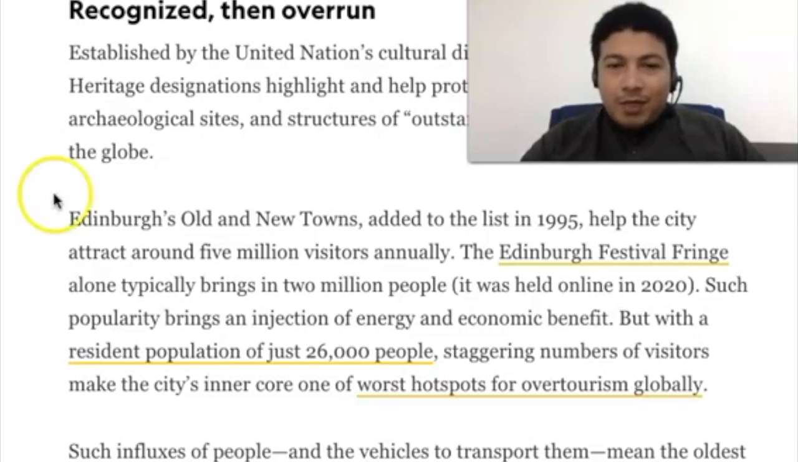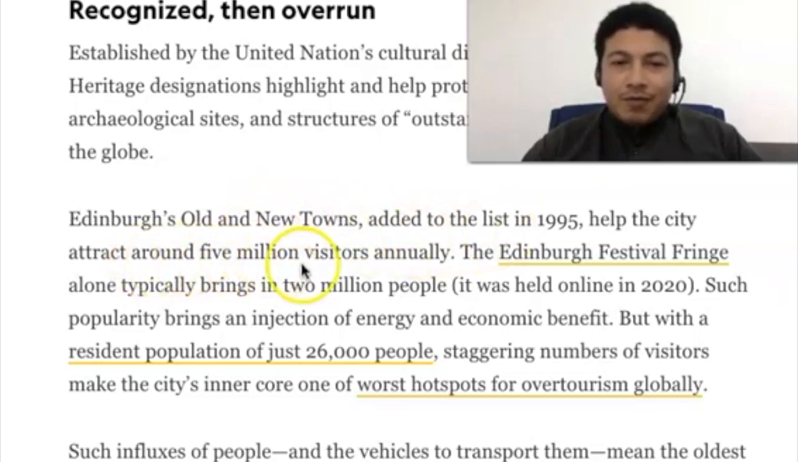So for example, if we can see here, Edinburgh's old and new towns help the city attract 5 million visitors annually. And there is this festival that brings 2 million people annually, and such popularity brings an injection of energy and economic benefits, because a lot of people go to Edinburgh because it is a town of heritage under the United Nations, and because of this festival.